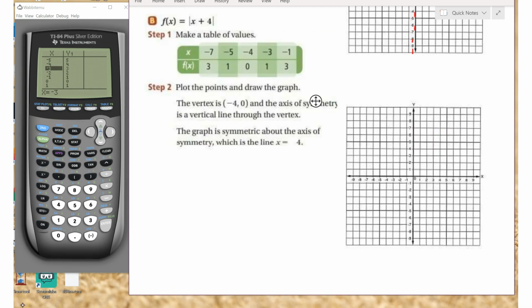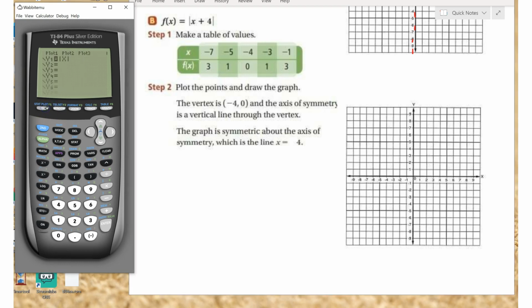So we're trying to find the axis of symmetry. I'm going to go to the table and the graph again. We have y equals the absolute value of x plus 4. Now I'm going to look at the table. They start at negative 7, so we'll start at negative 7. We have negative 7, 3.